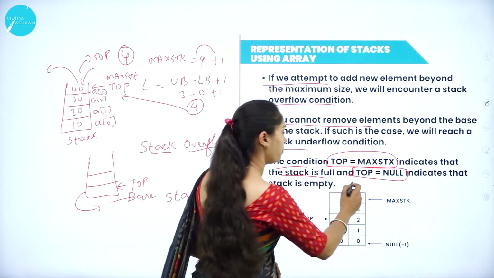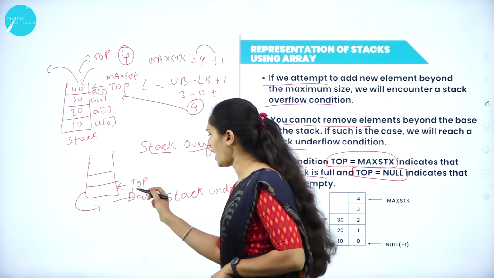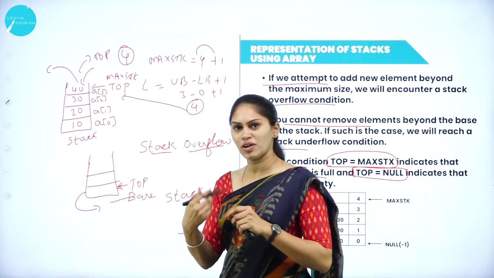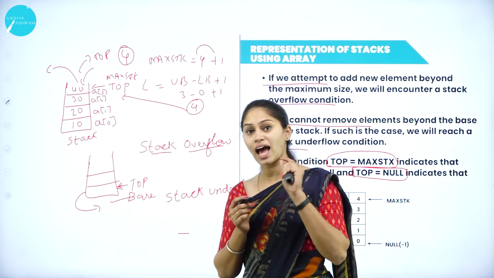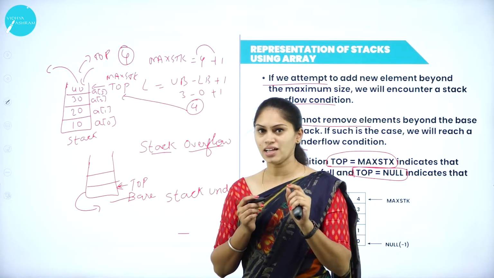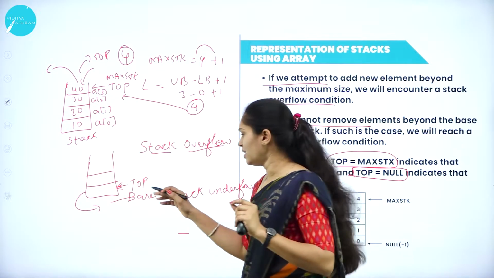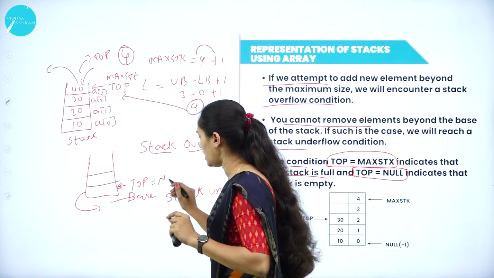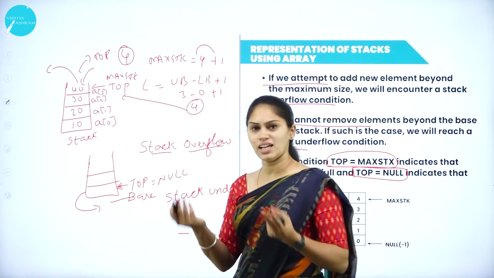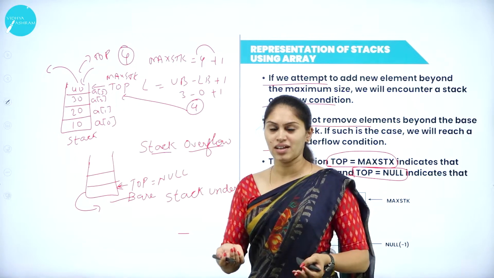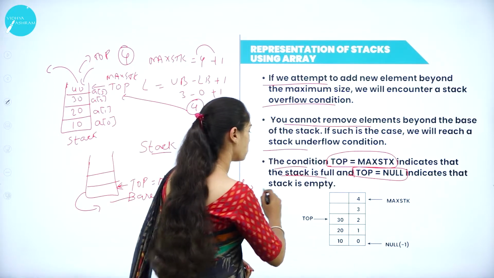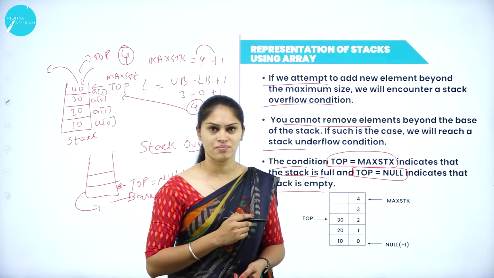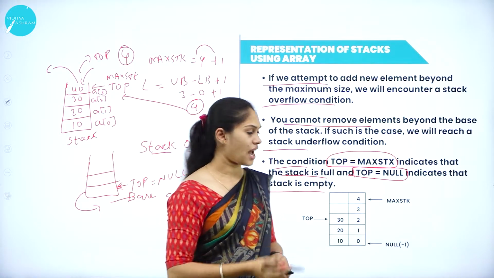But top is equal to null. So I have a top here, and top indicates the location of the last element of the stack. Is top equal to null? If top is pointing to null, that means no element. That scenario is called stack is empty.